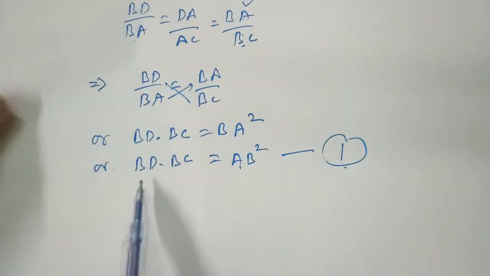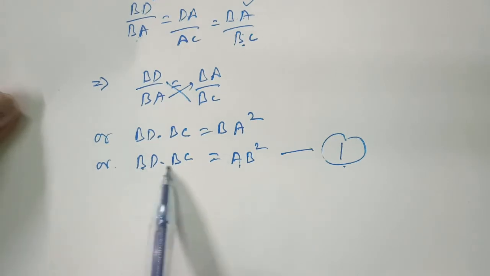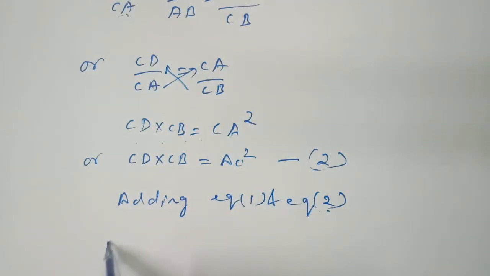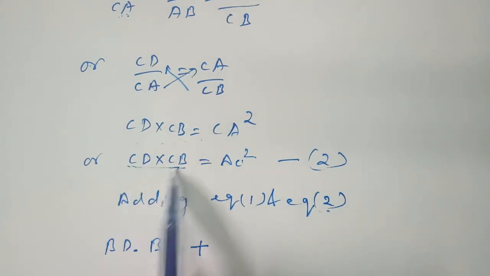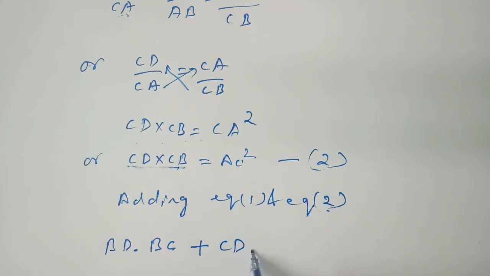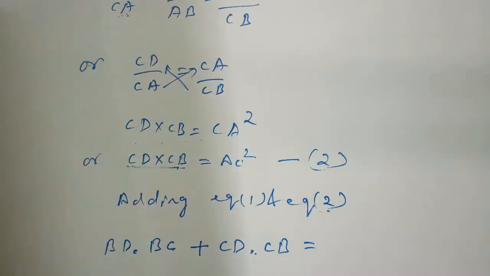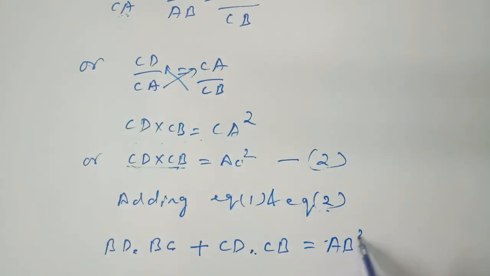So in the first equation we have BD into BC on the left hand side. So let us first write BD into BC plus, in the second equation we have on the left hand side CD into CB. Point means multiplication. On the right hand side we have AB square plus, in the second equation we have AC square. So this portion we have got. Now what changes we have to do? We have to do the calculation over here.